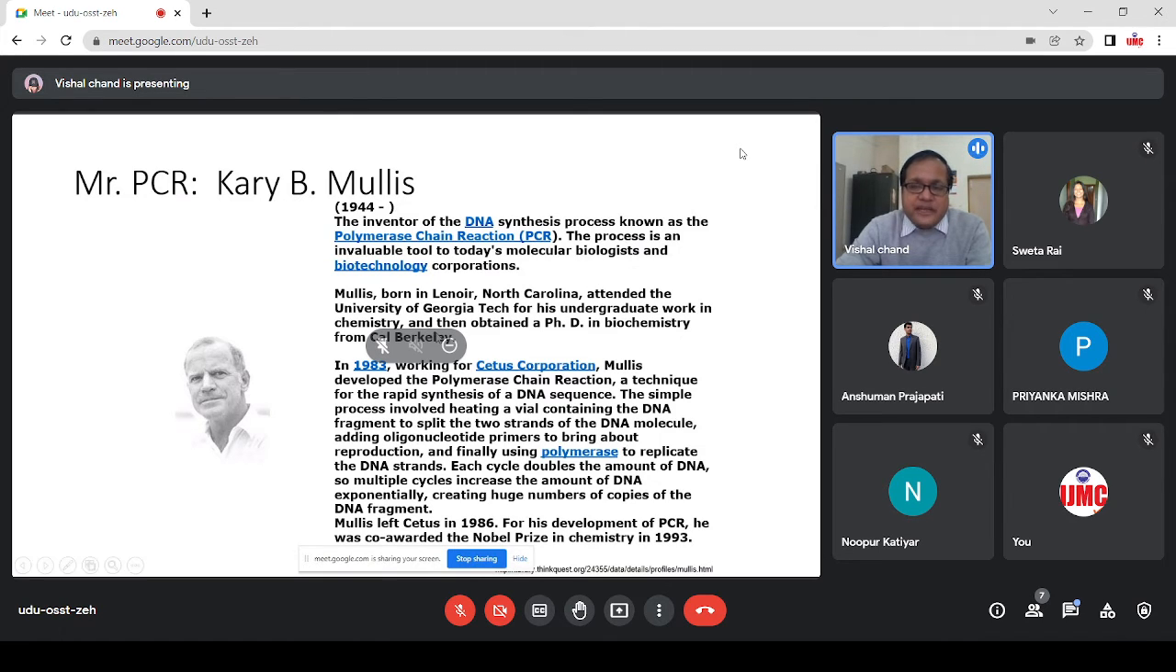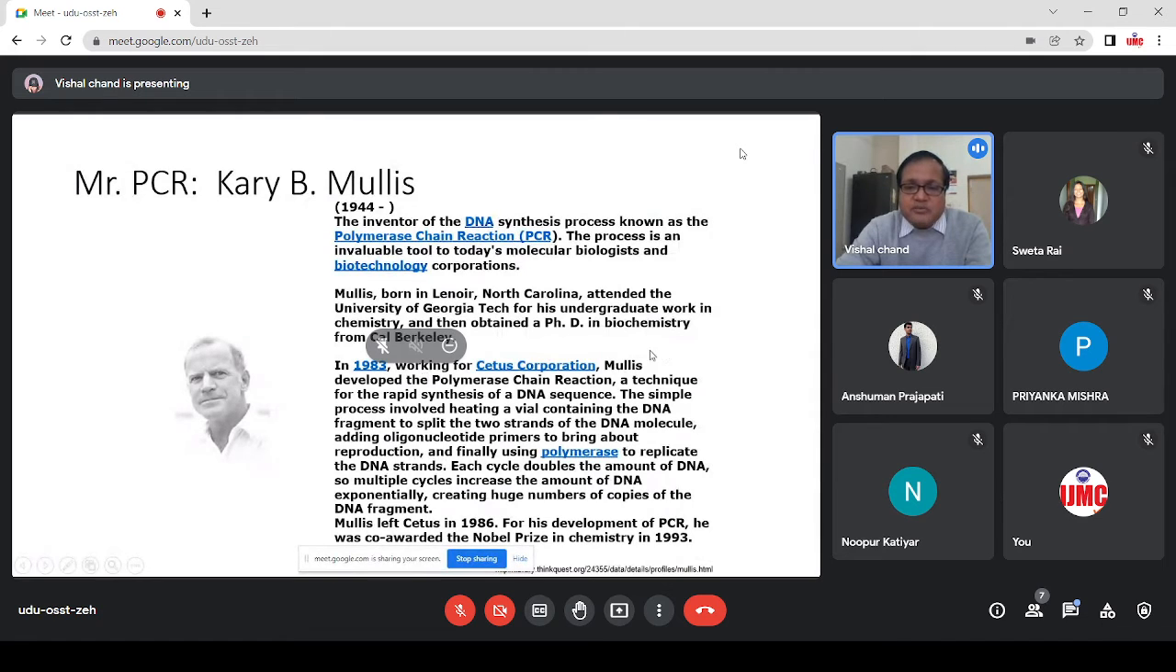Now, if we look at Mullis, born in Lenoir, North Carolina, attending Georgia Tech for his undergraduate work in chemistry, and then obtaining a PhD degree in biochemistry from Berkeley. So, this was Mullis's brief history.